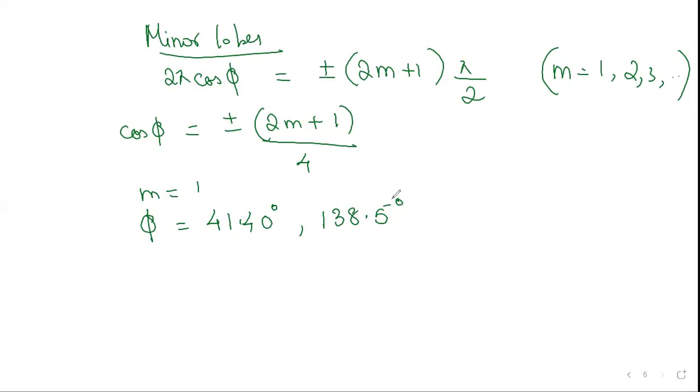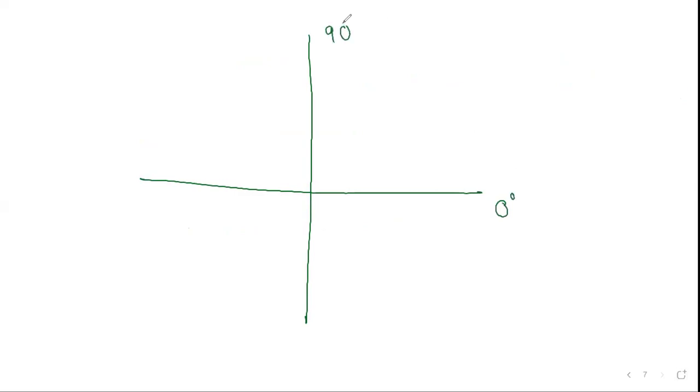Everybody understood this? Now, in the next 5 minutes, let me finish this topic. So now I am drawing the pattern. This is 0 degrees. This is 90. This is 180. This is 270. Now you have to tell me where was the half power point. Where was the major lobe? At 90. Major lobes were at 90 and minus 90. Correct? Where was the null?